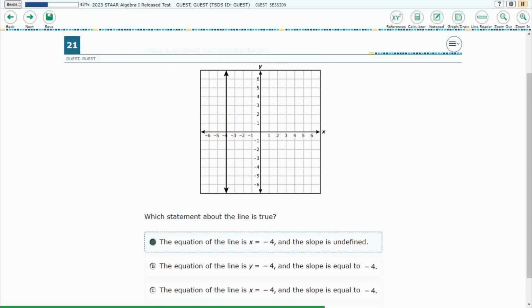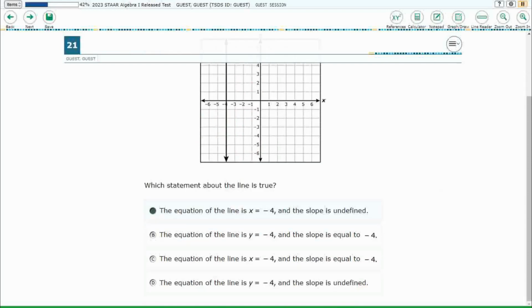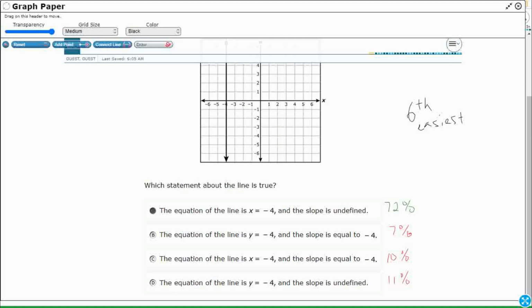Let's see how we did across the state of Texas. This was the 6th easiest problem. 72% of students in the state of Texas got this one correct. There were 2 different things that could really help us get this. So you could have just focused in on that x equals negative 4.